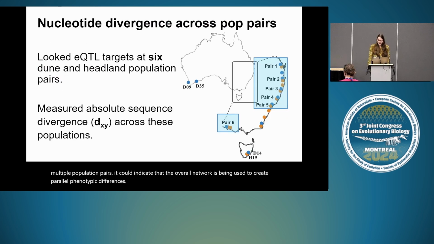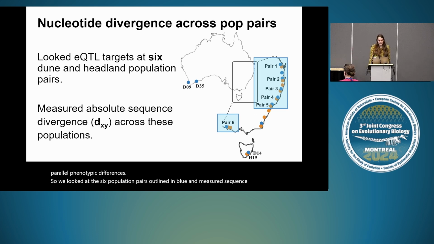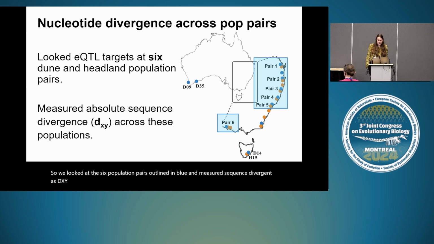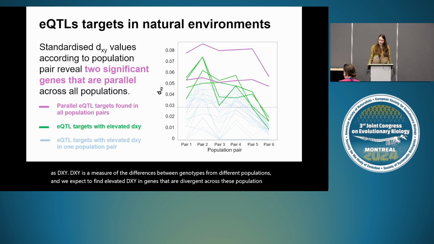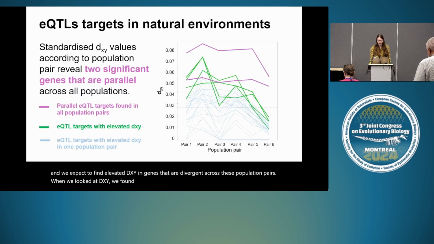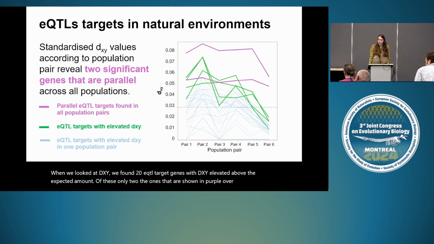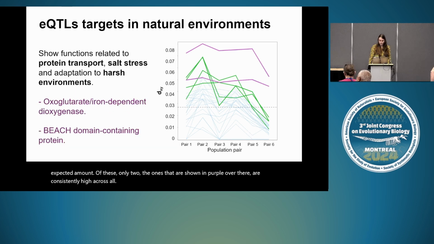So we looked at the 6 population pairs outlined in blue and measured sequence divergence as DXY. DXY is a measure of the differences between genotypes from different populations, and we expect to find elevated DXY in genes that are divergent across these population pairs. When we looked at DXY, we found 20 eQTL target genes with DXY elevated above the expected amount. Of these, only 2, the ones that are shown in purple over there, are consistently high across all population pairs.